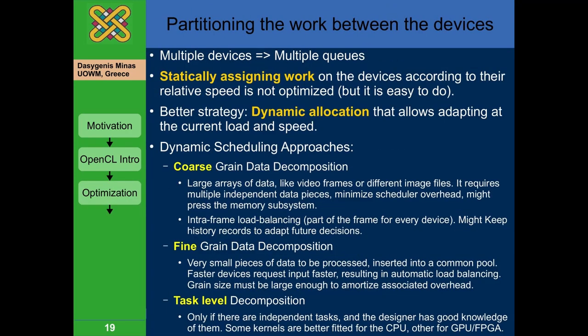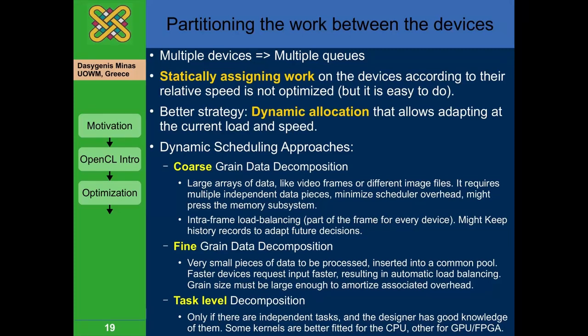And we have a system consisting of a CPU and some accelerators. We have to make the partition of what we have to execute, what we have to compute, in various queues. We have multiple devices, multiple queues. How can we partition the work to be done on all these devices? We can make a static allocation, statically assigned work.